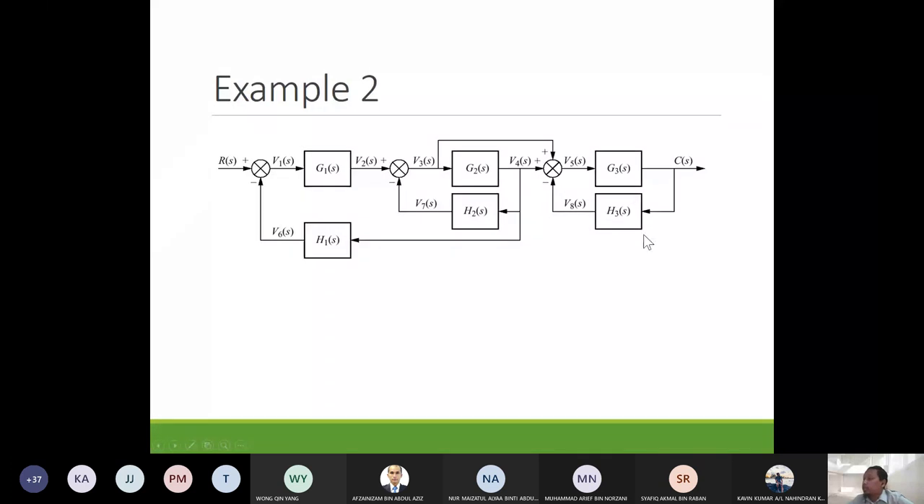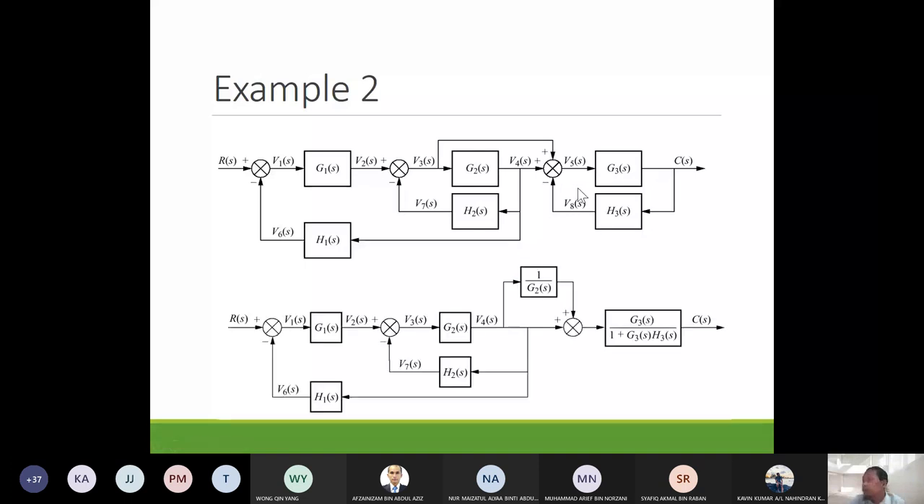So if you look at the last section here, G3 and H3, this section here is actually a feedback arrangement, because it starts from the summing junction and then splits one of the signals going back to the summing junction. So there is nothing in between them that interrupts. So here G3 and H3 are in feedback, so we can simplify the feedback arrangement first. To simplify the feedback arrangement, you get this transformation: G3 divided by 1 plus G3 times H3.